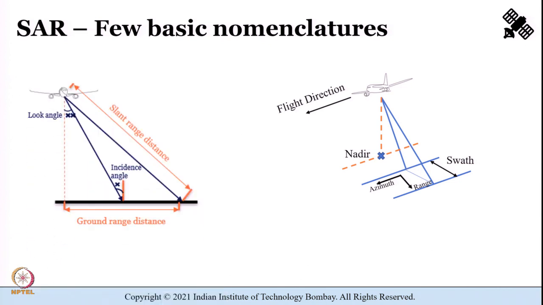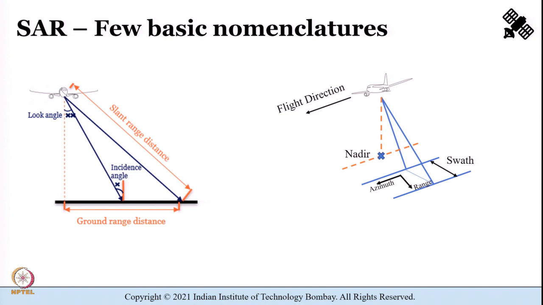Okay. Now, just to make things clear, again we are going to assume that the sensor is mounted on the aircraft. So, the platform is aircraft. So, now the look angle, which is denoted by two crosses, the look angle is the angle at which a radar looks at the surface, and ground range distance is the true horizontal distance along the ground corresponding to each point measured in slant range.